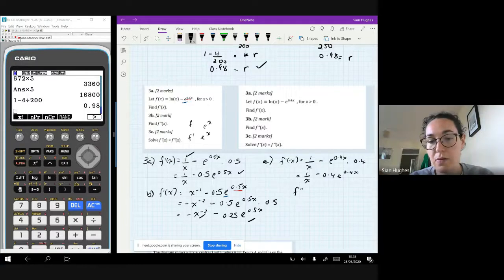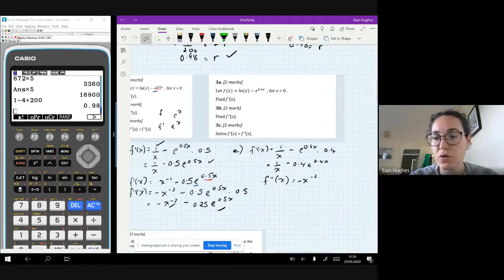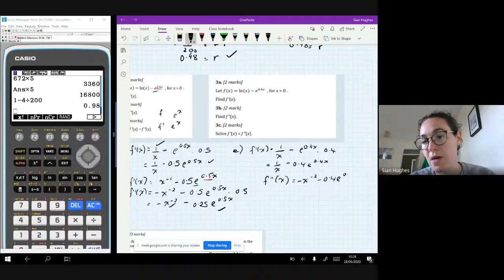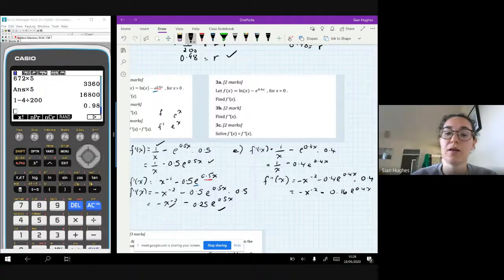So the Americas one, so this was f double dashed of x. The Americas one, your first term is obviously going to be the same thing because it was identical, but yours would have minus 0.4 e to the 0.4x times 0.4. And so your final answer, your 0.4 times 0.4 would be 0.16, like this.